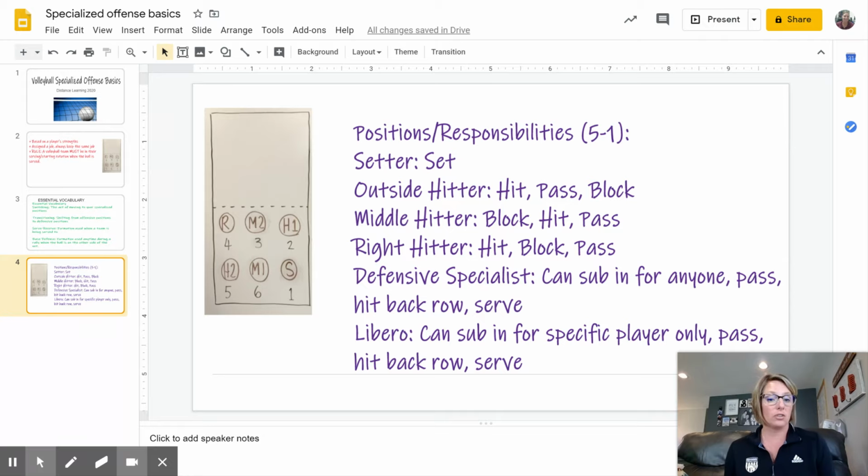Defensive specialists, you can sub in for anyone. You play back row, so you're very good at defense and passing. And liberos, they do the same job. They just can only sub in for specific players. So hopefully this will help you.